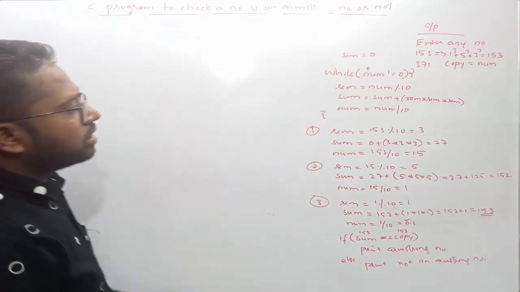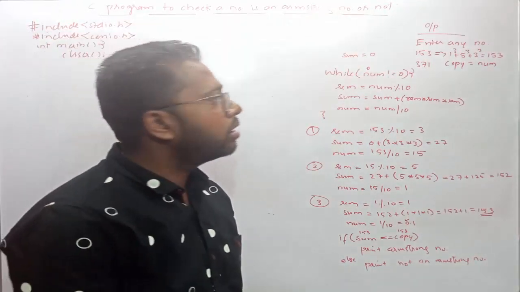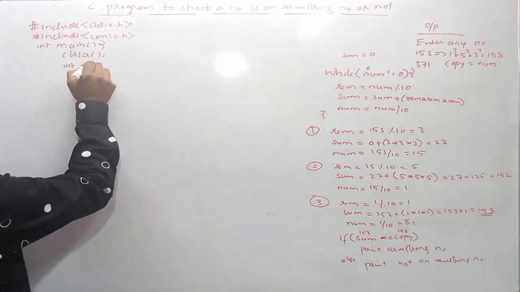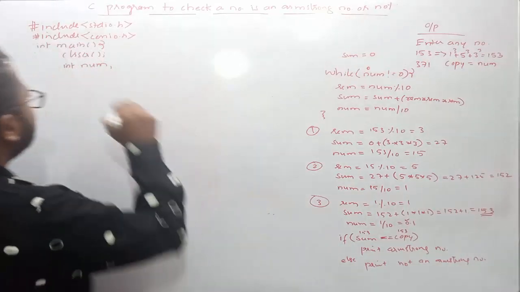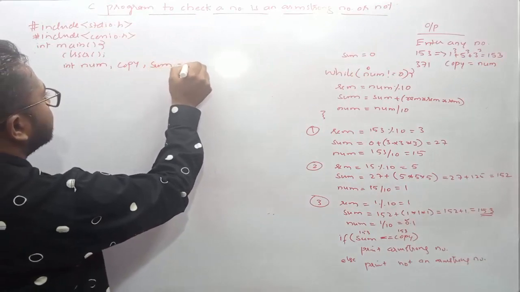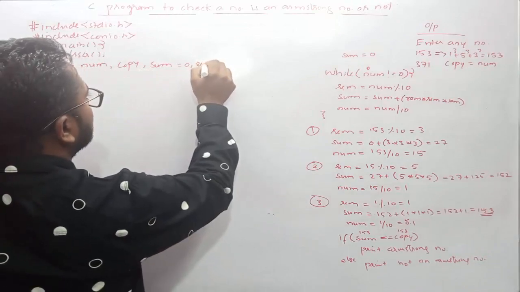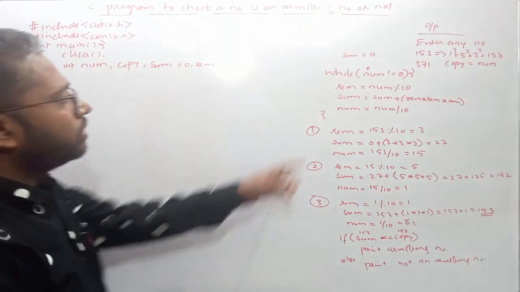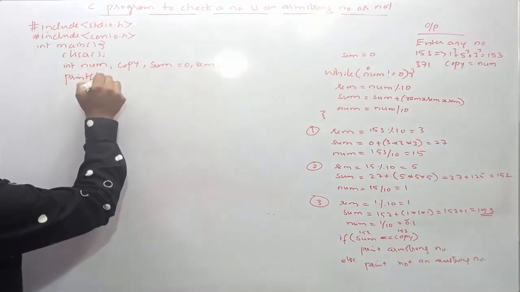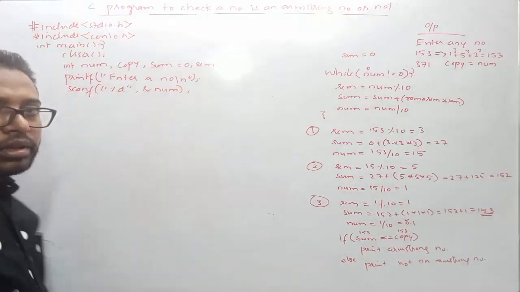Now I will use this logic to write the C program function, and now I need to declare the variables. Okay, how many variables do we require? We require a num variable, int num, and we also require a copy variable, and then we require a sum variable which gets initialized with the value 0, and we also require a reminder variable. Okay. Next we need to display this message, enter any number, using the output function printf. Then I need to read that number, num.